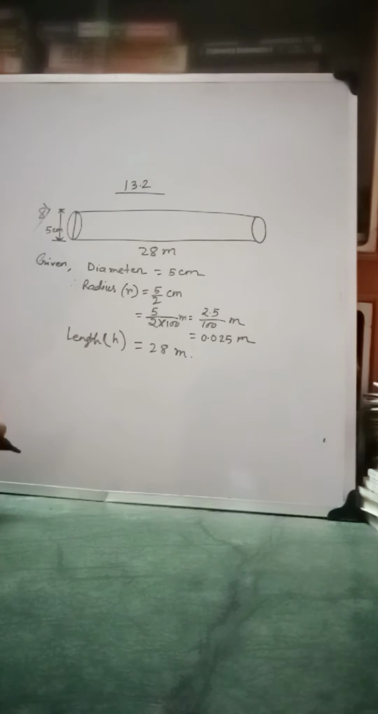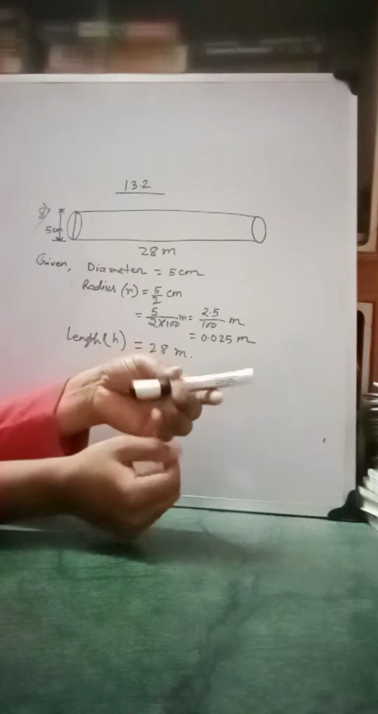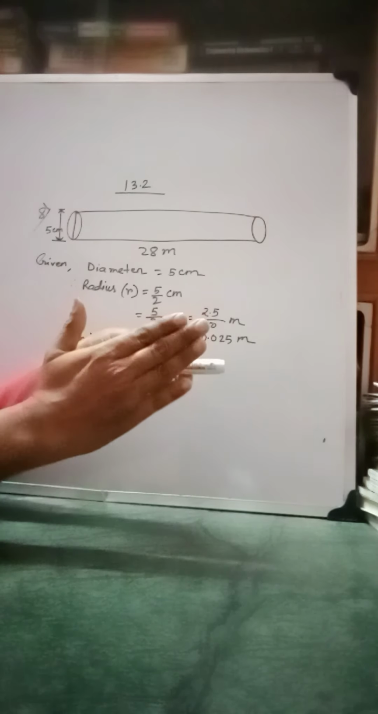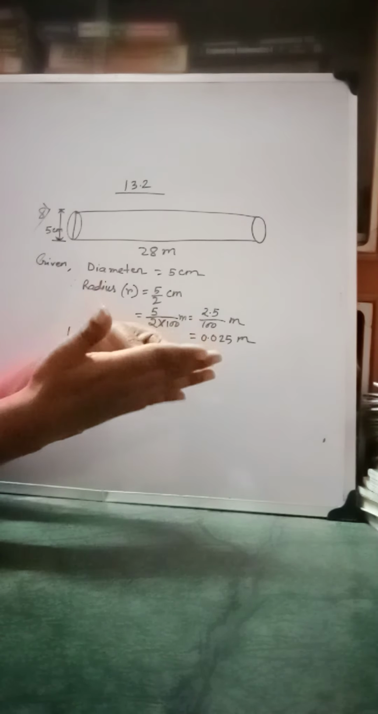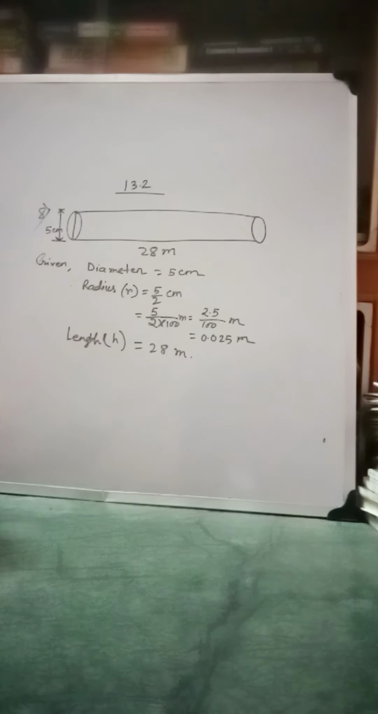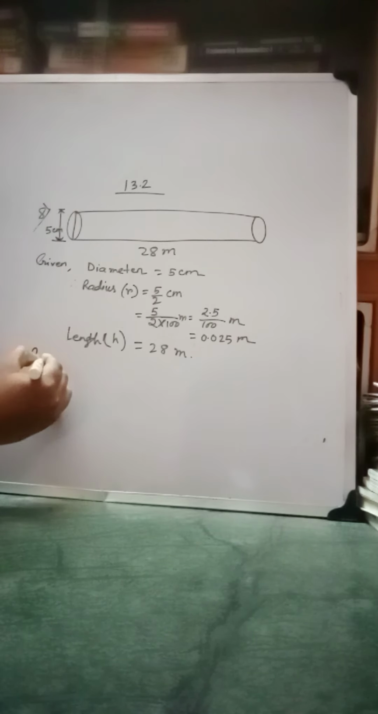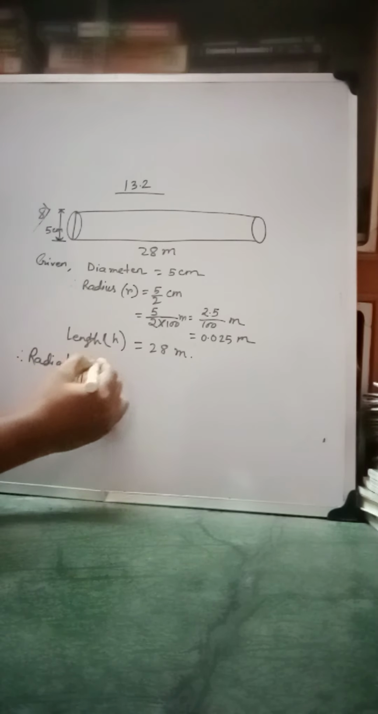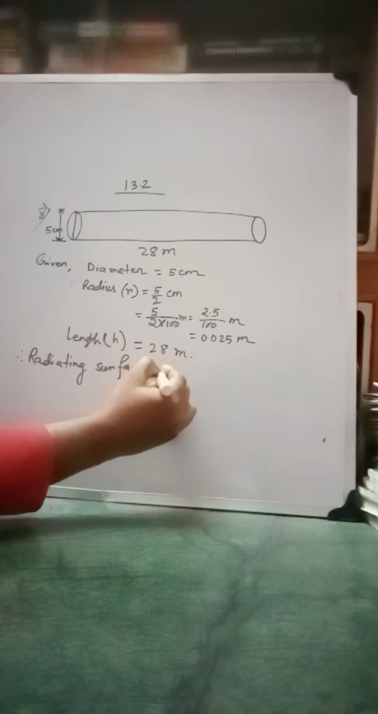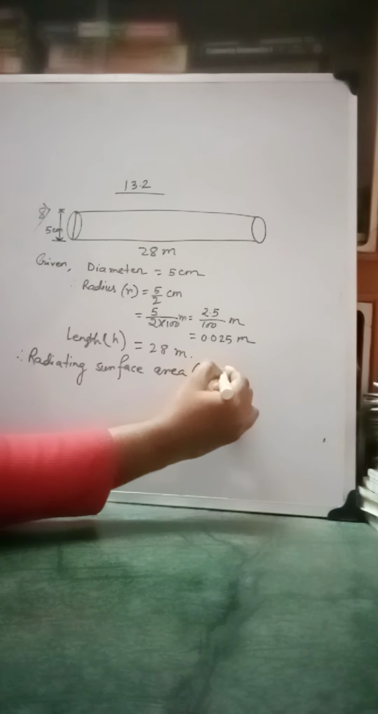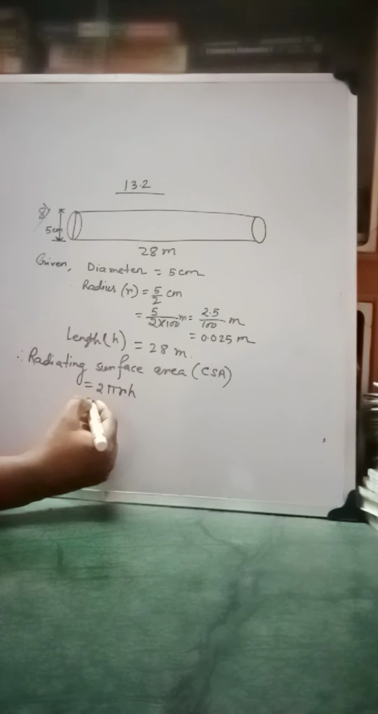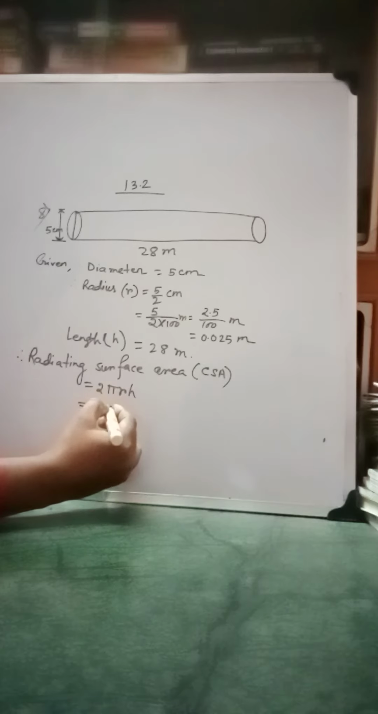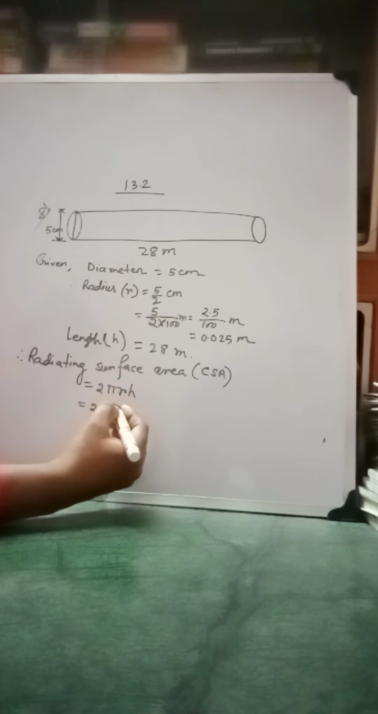Now we have to find the radiating surface. What is meant by radiating surface? Suppose this pen is the pipe, so radiating surface means from where it will release its heat. Radiating means ultimately the curved surface area. Therefore radiating surface area is simply CSA, and we know the formula CSA is 2 pi r h. So 2 pi means we know 22 by 7.